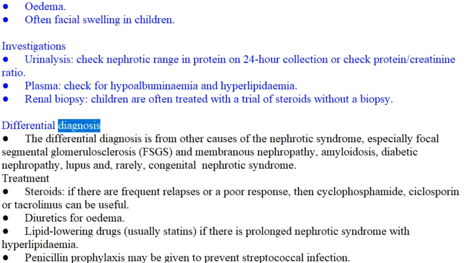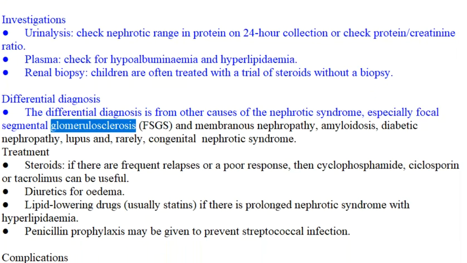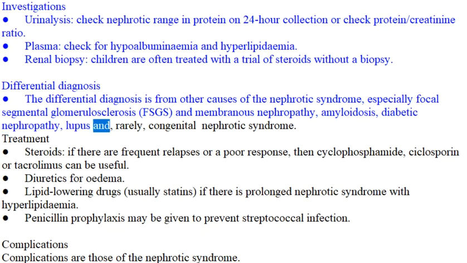Differential diagnosis. The differential diagnosis is from other causes of the nephrotic syndrome, especially focal segmental glomerulosclerosis, FSGS, and membranous nephropathy, amyloidosis, diabetic nephropathy, lupus and, rarely, congenital nephrotic syndrome.